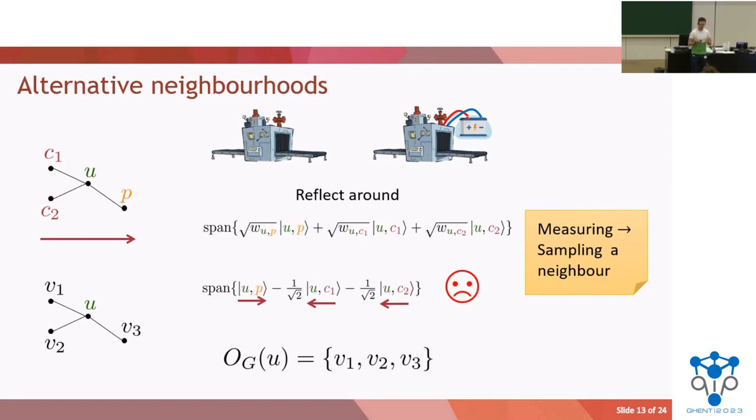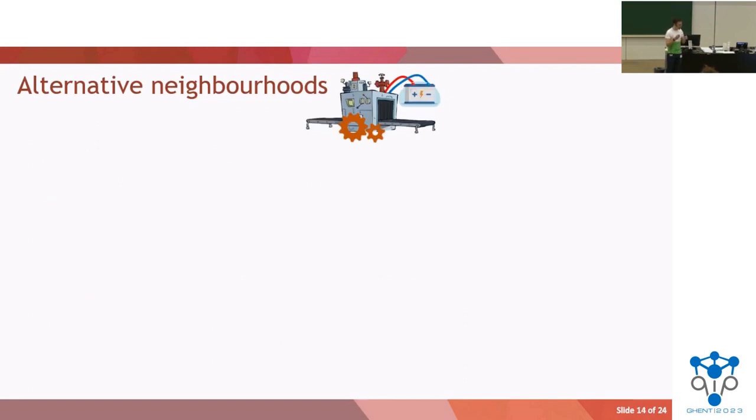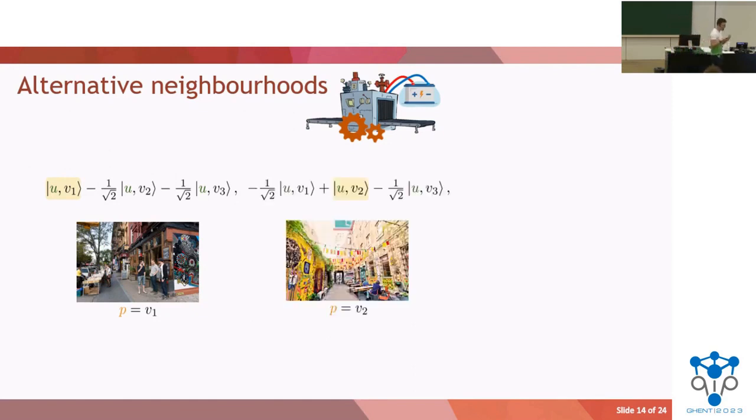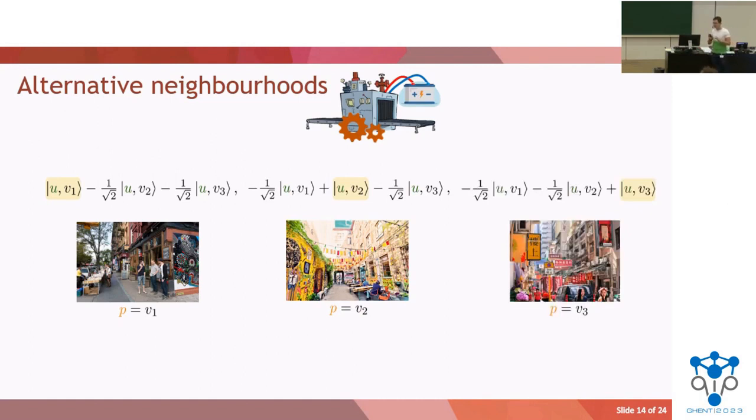But our alternative neighborhood technique resolves this issue in the following way. In our machine, we do not know which vertex is the parent, so we consider three alternative neighborhoods of our vertex. One alternative neighborhood where we consider V1 to be the parent. Here V1, V2, V3 are just the three neighbors that we obtained from querying. There's also another alternative neighborhood where we consider V2 to be the parent. And then there's a final alternative neighborhood where we consider V3 to be the parent.